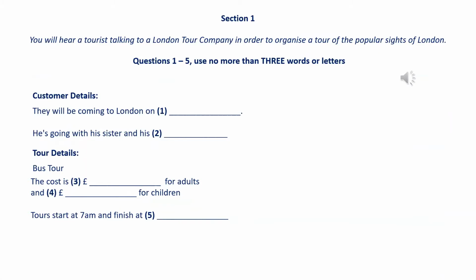Now it's time to practice. This is a typical note-taking listening exercise from the IELTS exam. Section 1. You will hear a tourist talking to a London tour company in order to organize a tour of the popular sites of London.